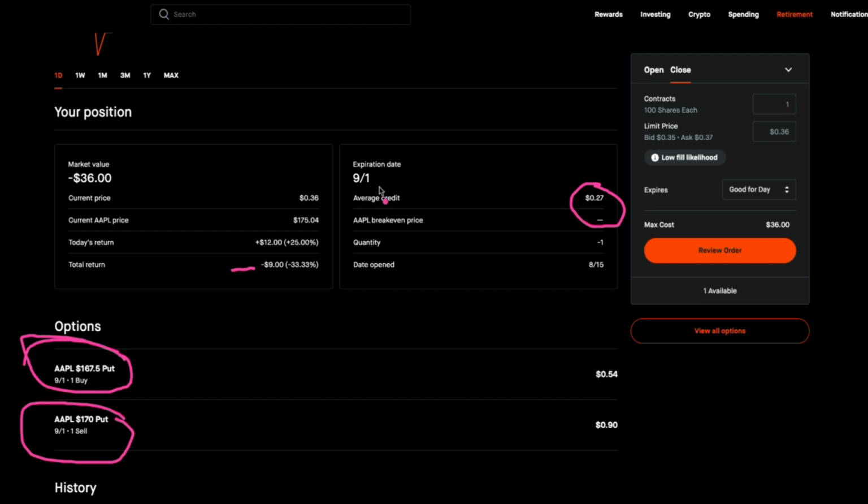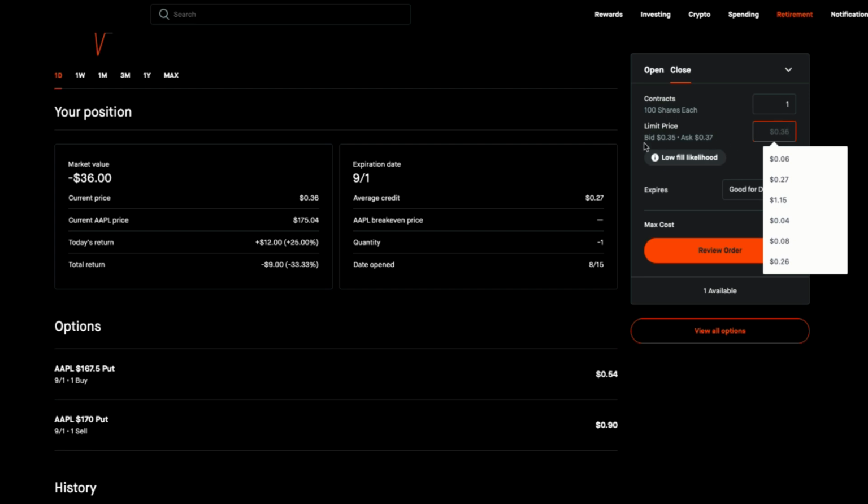So on or before 9/1, if I see that this total return has a positive value of around 80% or something, then like we discussed, you can always go here. In Robinhood, it is pretty straightforward to close. You can just close this trade. Right now you have to pay more, because it's still not 9/1, the theta decay has not played its role, and Apple is hovering around that range.